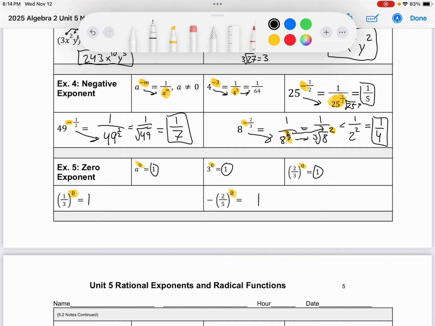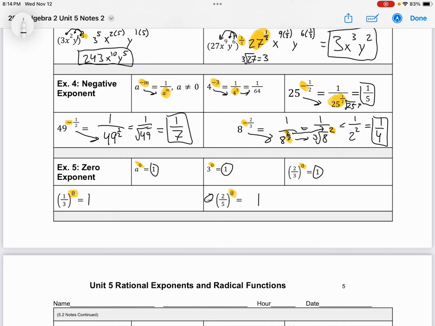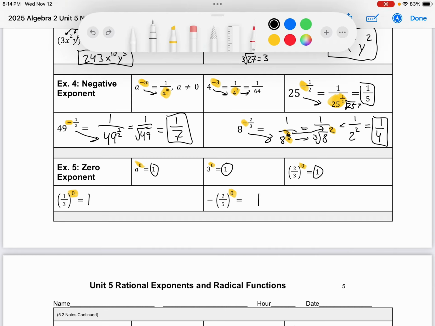But this has a negative in front of it, and so that negative in front of the 2/5 that's in the parentheses here would make that a negative 1. But that's all there is to the 0 exponent: if your exponent's 0, it's going to be equal to 1. And that is all for examples 4 and 5.